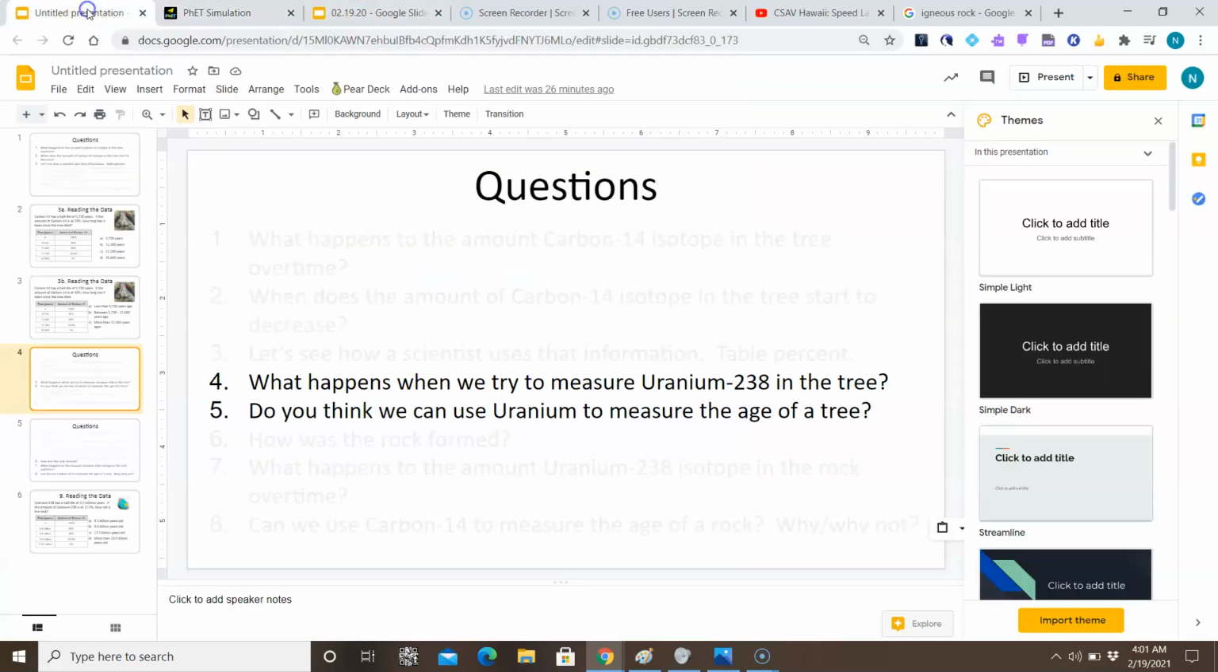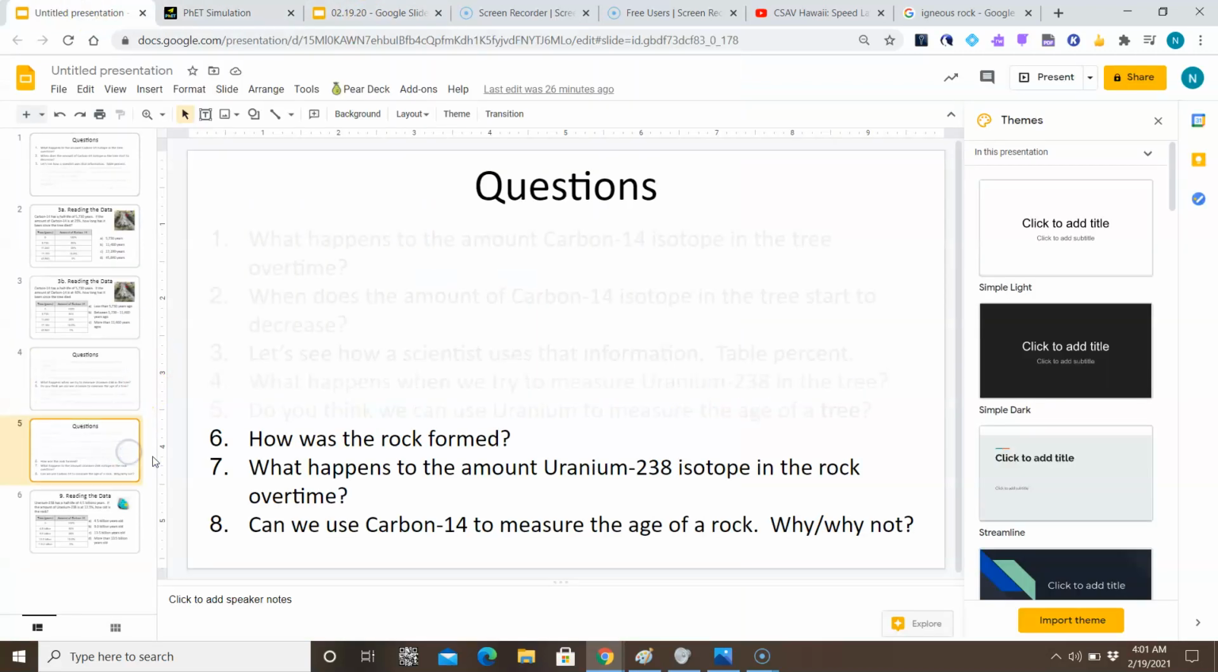And before we do, I want to remind you that we'll be answering these questions. How was the rock formed? So we'll take a close look at that. What happens to the amount of uranium-238 isotope in the rock over time? And then we'll move on to carbon-14.